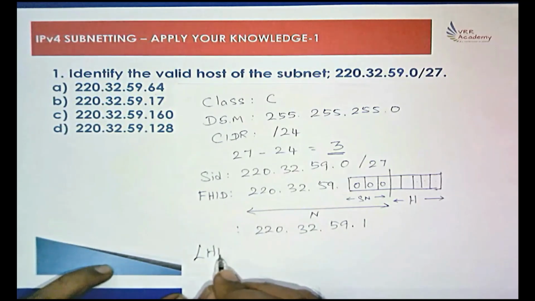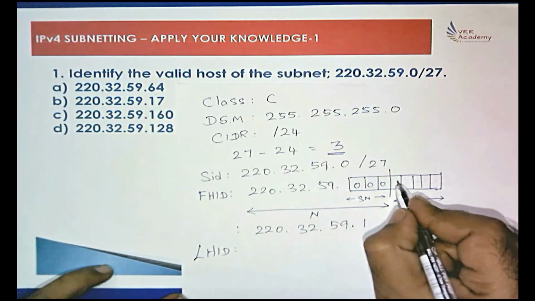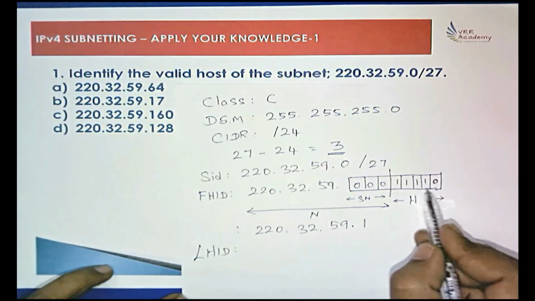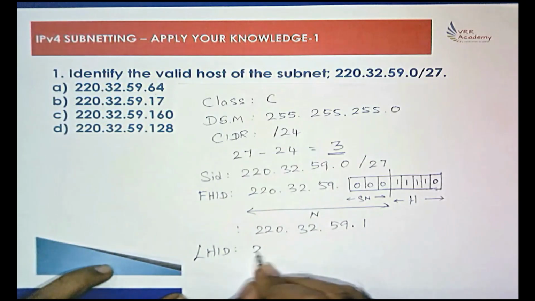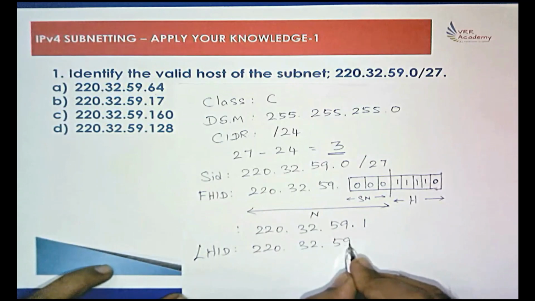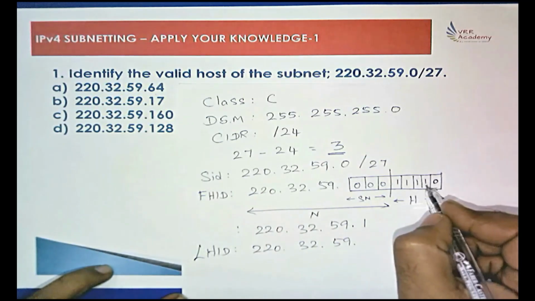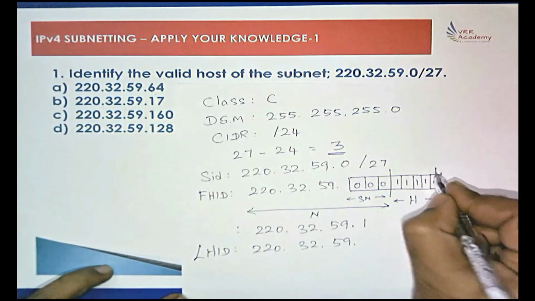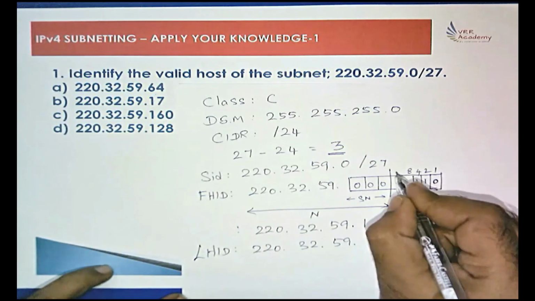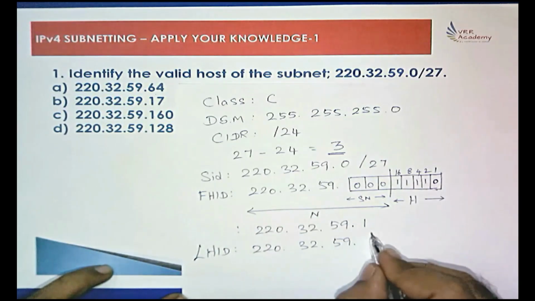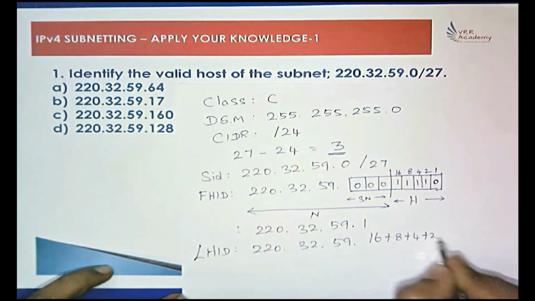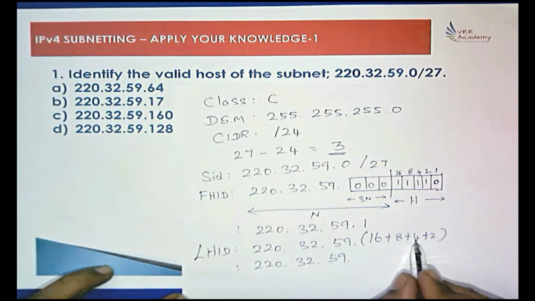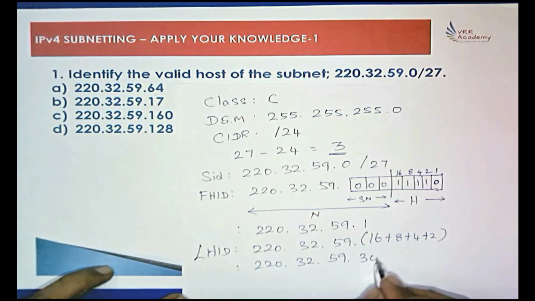Now I'm going for the last host ID. What is the last host ID? We have to make everything 1 except the last bit, which is 0. In the host part, if you make all the bits 1 except the last bit, it is going to be your last host ID. So the last host ID is 220.32.59 and now I'm going to apply the place values: 1, 2, 4, 8, 16. You can add the place values now: 16 plus 8 plus 4 plus 2. 16 plus 8 is 24, plus 4 is 28, plus 2 is 30. So the last host ID is 220.32.59.30.